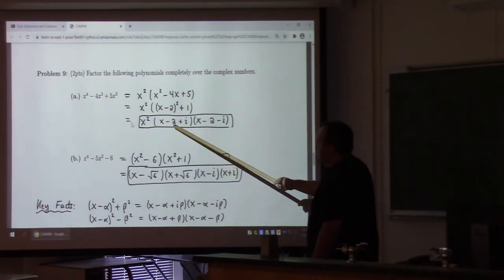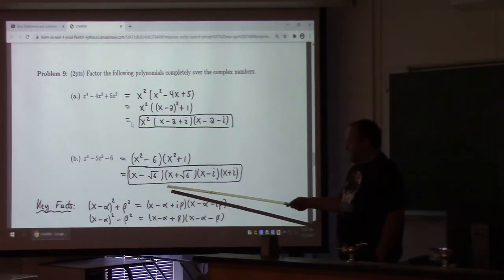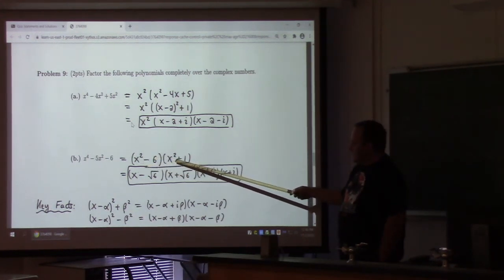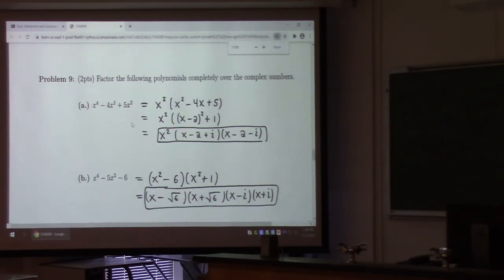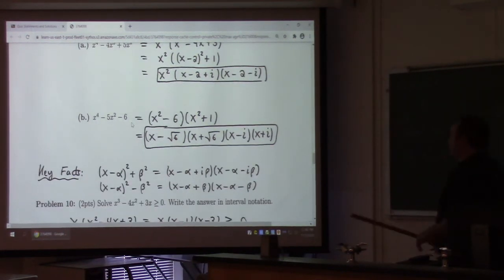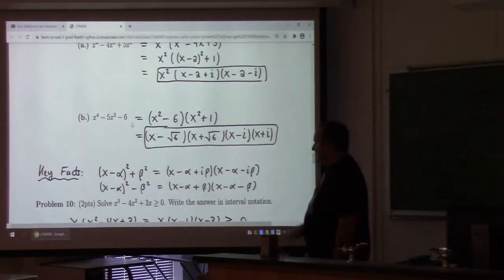x squared times x minus 2 plus i, x minus 2 minus i. And then, of course, this one is a quartic. It factors as x squared minus 6 times x squared plus 1. And so x squared plus 1 factors into x minus i, x plus i, right? Here alpha is 0, and beta is just 1 in this context. And here, of course, minus root 6, plus root 6.